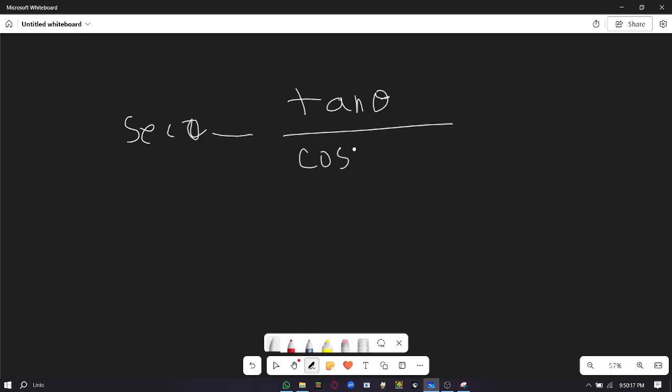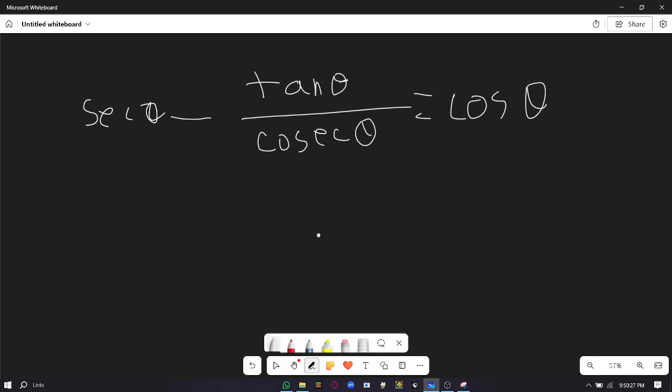So let's do a few basic identities. Alright, let's do this one. This one is secant theta minus tan theta by cosecant theta equals cosine theta. I'm gonna leave it here for you guys to solve, and I'll solve it in 3, 2, 1.